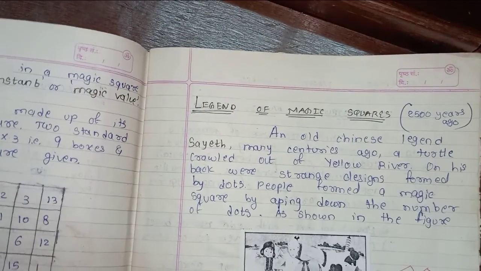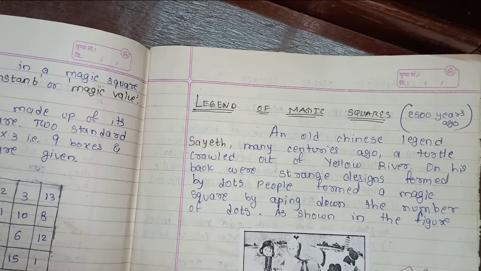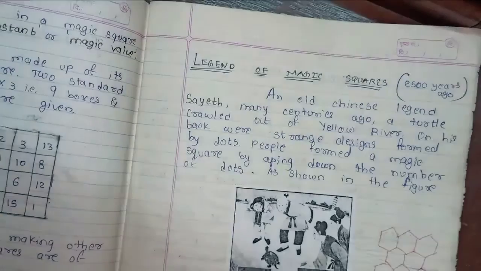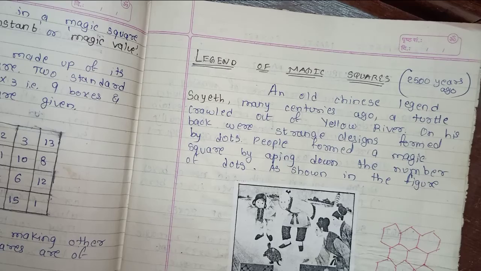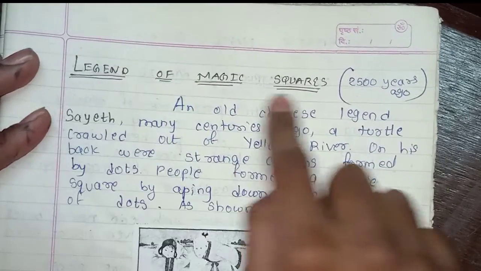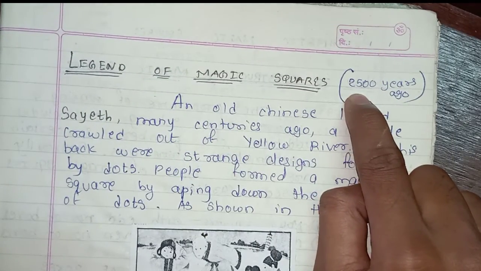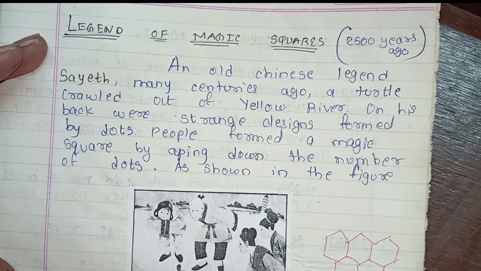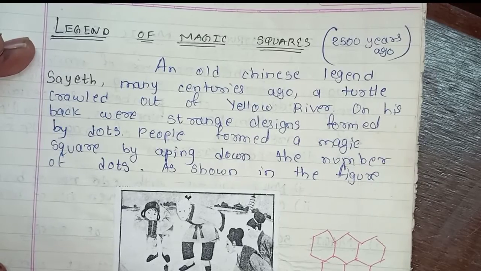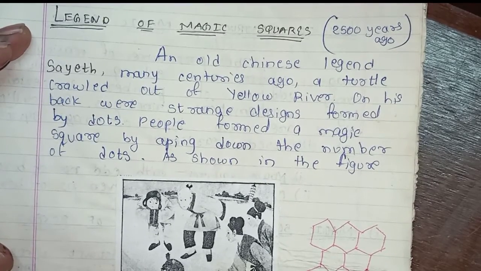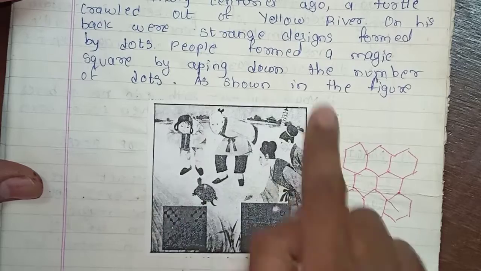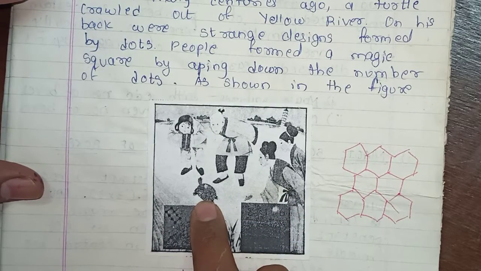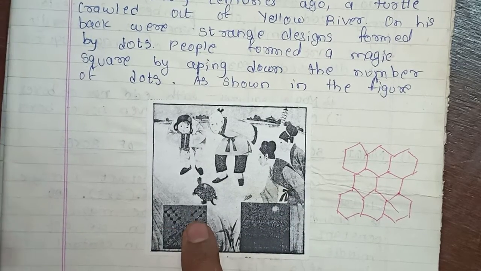I will attach this page to this video, so you can go through it. I actually got it from a library book when I was in school. The legend of the magic square is about 2,500 years old. Some Chinese legends say that they were sitting, and all of a sudden a turtle came up, as you can see from the book, I have taken this photograph. There were dot patterns on the back of the turtle.